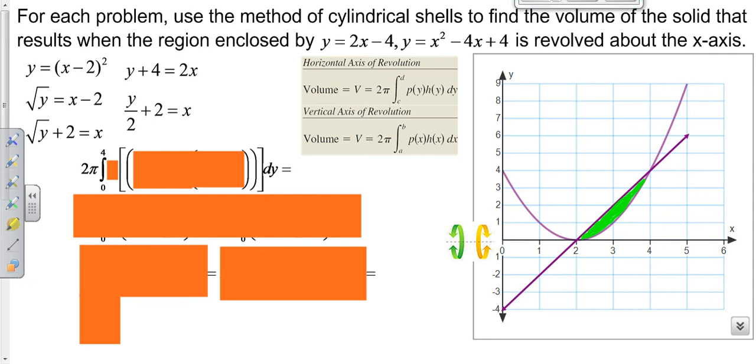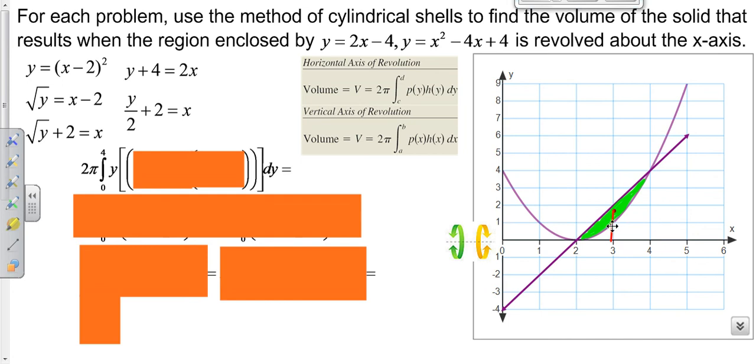So we're going to start off by looking at a point here. Now this point for your radius goes from your axis of revolution, which is down here, up to here. So our radius for our shell is going to be what's on top, which is a height of y, down to our axis of revolution, which is 0. So our radius is y minus 0, or our radius is y.